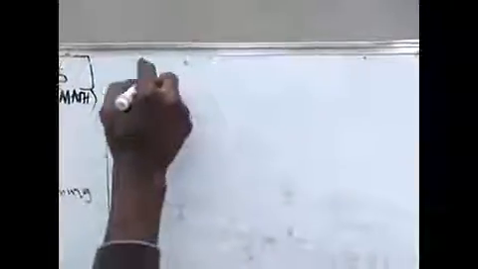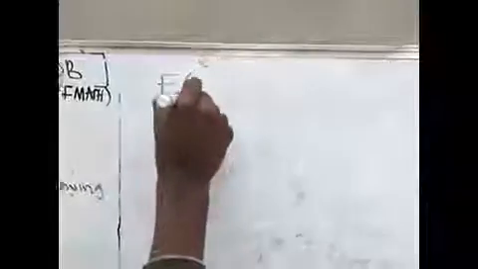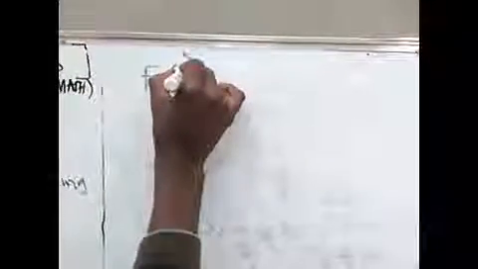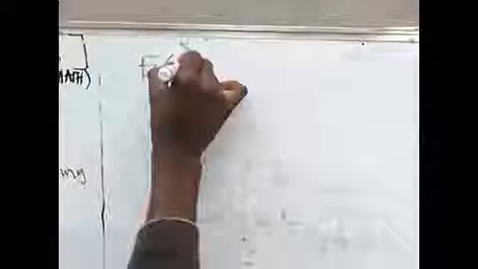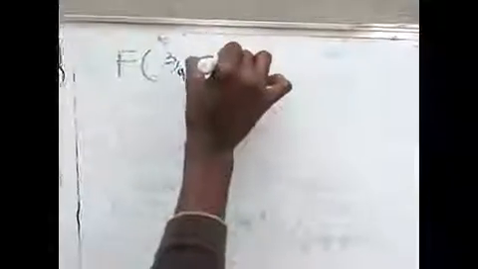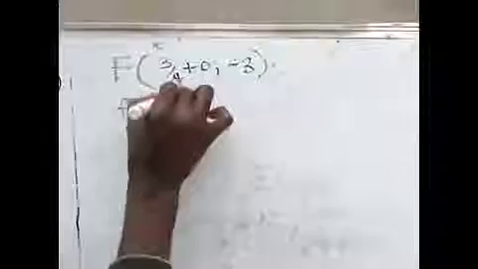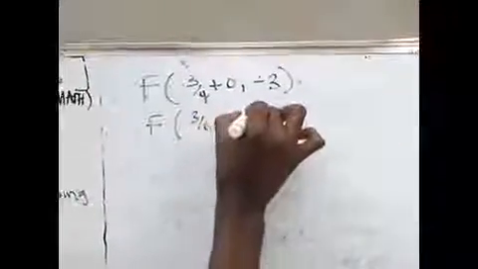Our focus becomes, we have 3 on 4 plus 0, minus 3, which boils down to 3 on 4, minus 3. So that's our focus. We move next to our directrix.